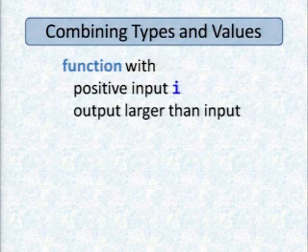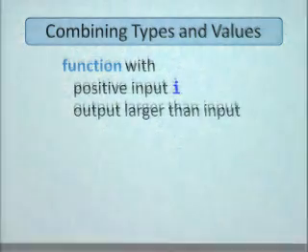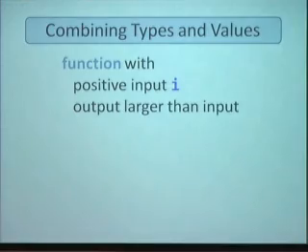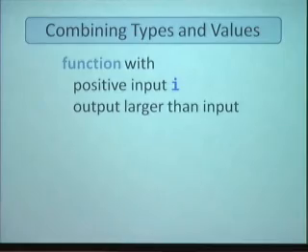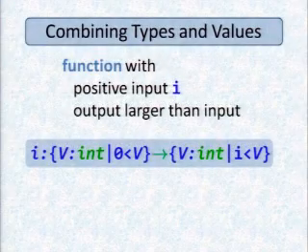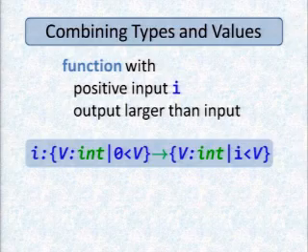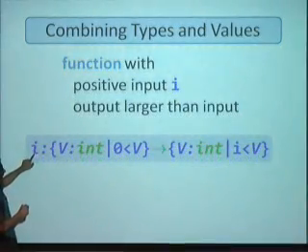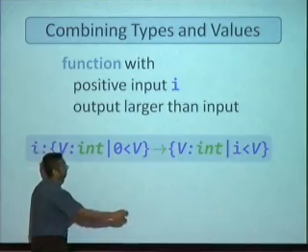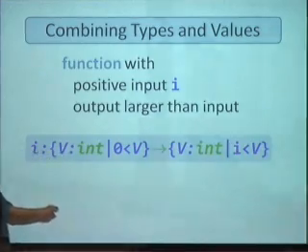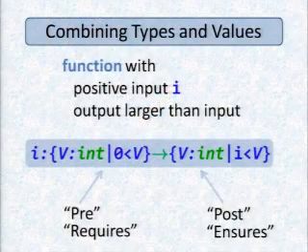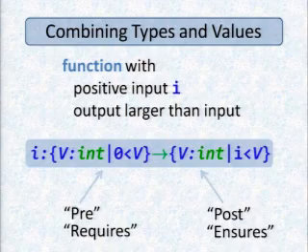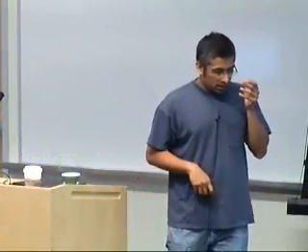What about functions? How would you describe a function that takes a positive input I? Its precondition is that the input I must be positive, greater than 0, and the output is greater than the input. So the postcondition is that the output is greater than the input. Here's how you would write it. I'm using this arrow notation. This is a function type. It takes as input I, which is of positive value, and returns as output some value that's greater than I. The part to the left of the arrow is the precondition, and the part to the right of the arrow is the postcondition. Great. So that's how you would capture these extra properties using types.